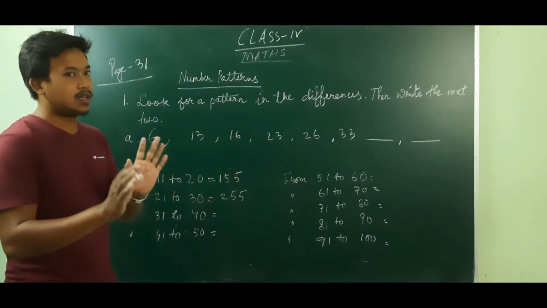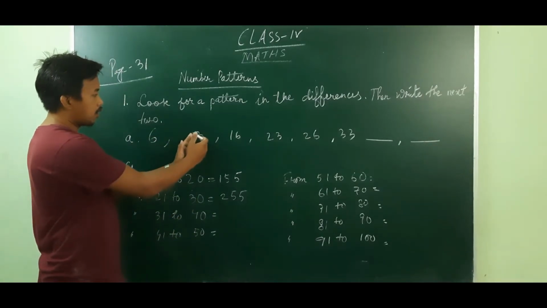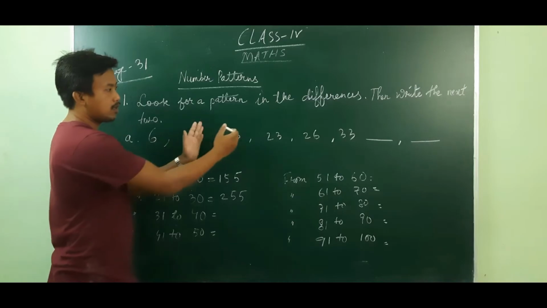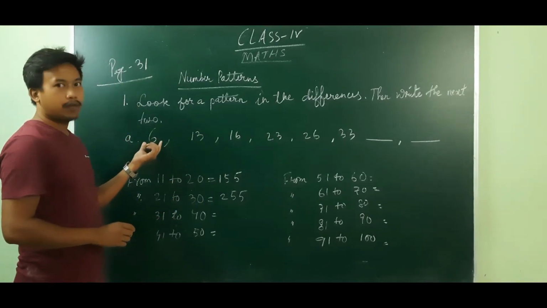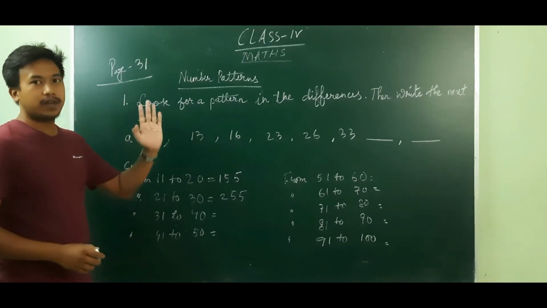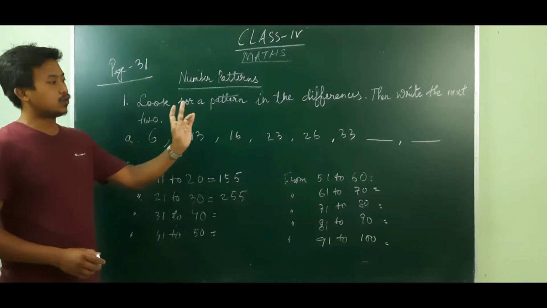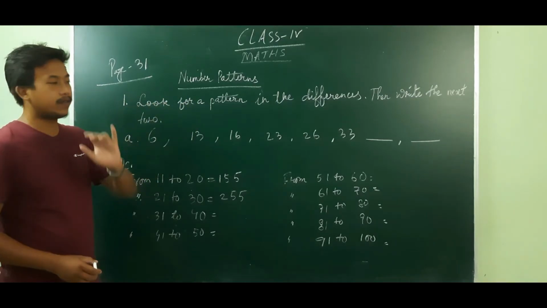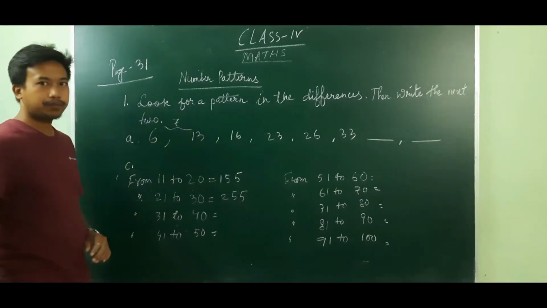First of all, you have to understand the pattern. See here, from 6 to 13, after that from 13 to 16, how many gaps are there between them? Okay. Now say for example, you start counting from the next number after 6, that is 7. Now when you count from 7 up to 13, 7, 8, 9, 10, 11, 12, 13. That means there is a difference of 7, a gap of 7.